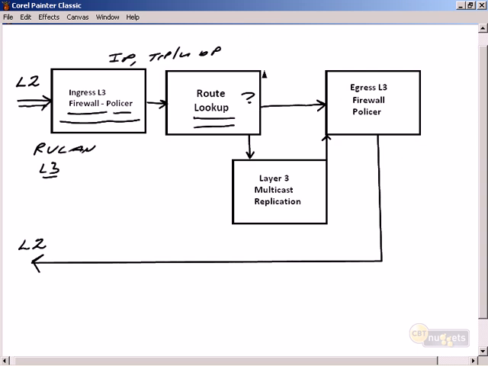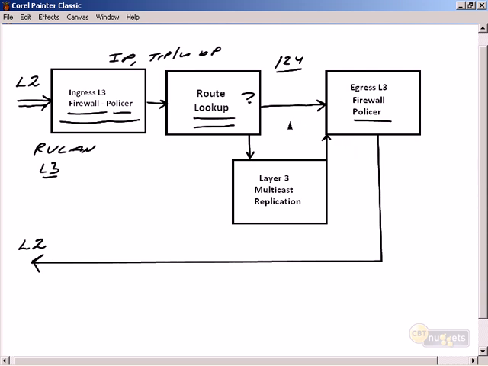Because remember, based on that longest match lookup, the longest CIDR prefix, /24 for example, based on that information, we might want to send it through an outbound or egress layer 3 firewall or policer. Now what you see down here is that there's a possibility that we could be doing layer 3 multicast replication. We'll talk more about that as we get farther along.